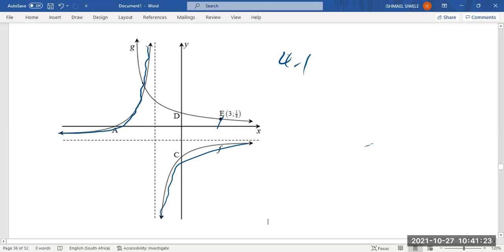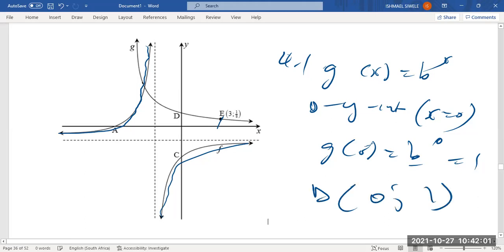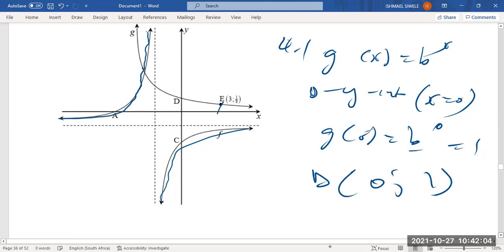And it's the y-intercept. So look, g of x equals b exponent x, right? And we know that the point D is the y-intercept, and for the y-intercept, we let x equal to 0. If you let x equal to 0 there, you get b to the exponent 0. Any number to the exponent of 0, the answer is 1. So D is (0; 1). Okay, moving on to the next question.